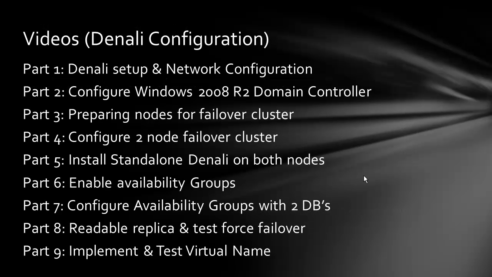In the first four parts, you have seen how to set up the network configuration, configure Windows 2008 R2 as a domain controller, prepare nodes for the failover cluster, and create a two-node failover cluster. Today we will be talking about part five, where we'll install standalone Denali on the nodes.